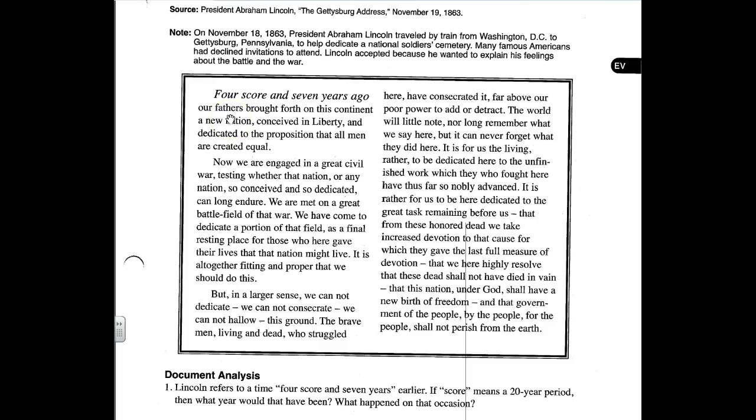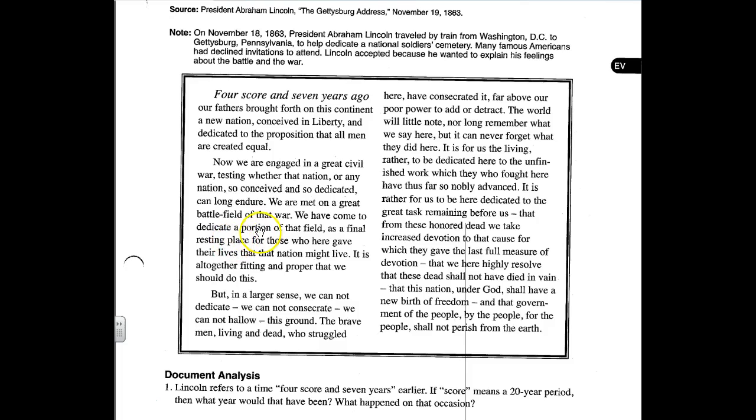He writes, "Our fathers brought forth on this continent a new nation, conceived in liberty and dedicated to the proposition that all men are created equal." Lincoln continues, "Now we are engaged in a great civil war." Remember, ladies and gentlemen, the war was still going on in November. Even though the Battle of Gettysburg was over, the war was still going on. So Lincoln continues, "Now we are engaged in a great civil war, testing whether that nation or any nation so conceived and so dedicated can long endure. We are met on a great battlefield of that war."